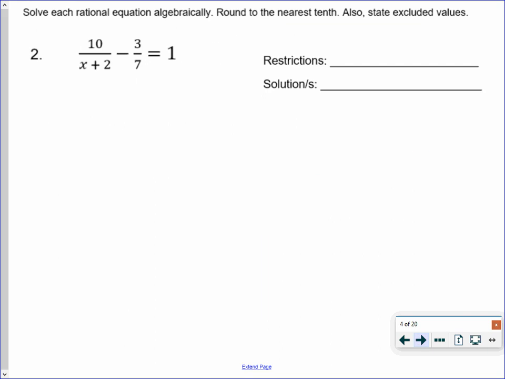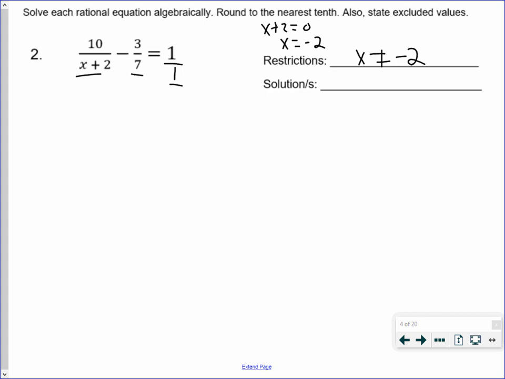For number 2, we're going to go about it the same way. The first thing we need to figure out is our restrictions. So we're going to set each denominator equal to 0. And 1 is the same thing as 1 over 1, so our denominator there is just 1. So when x plus 2 equals 0, we get that x equals negative 2. So our restriction is x cannot equal negative 2. 7 and 1, both those denominators can never equal 0, so they're not going to give us any restrictions.